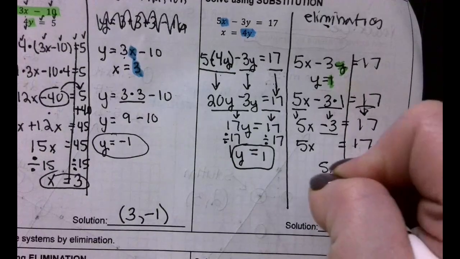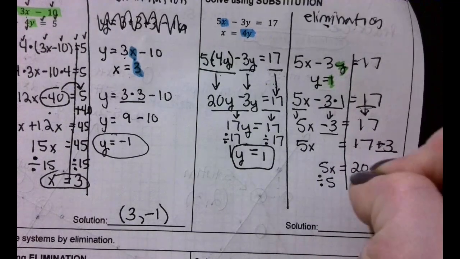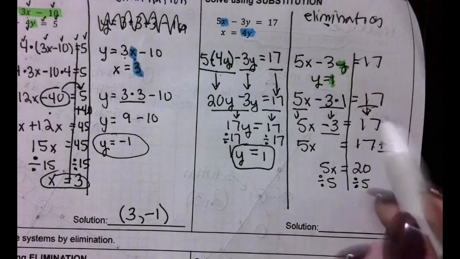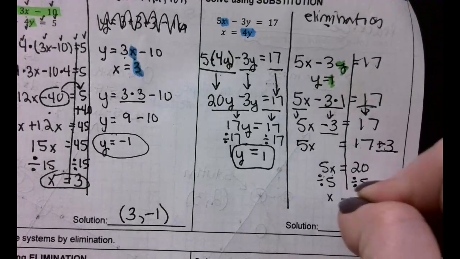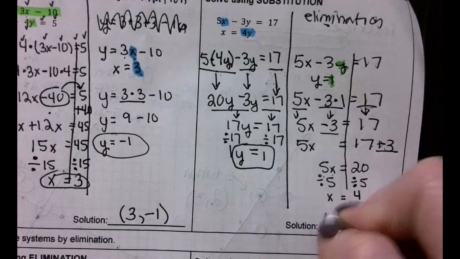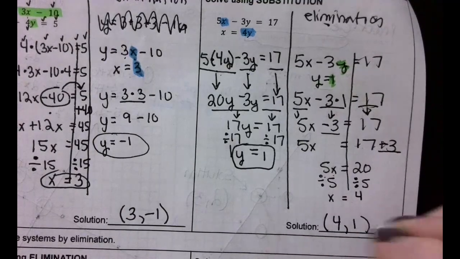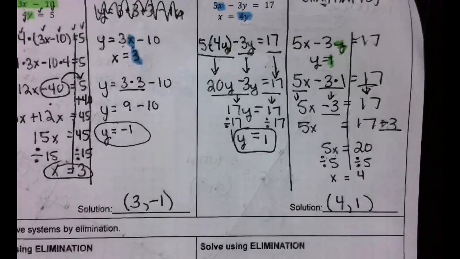And then I'm going to divide both sides by 5 because I'm going across the line of opposites. It was 5x's. I only want 1x. So x equals 4. Now remember, you can always check your work by doing a different method to solve. I hope this helps.